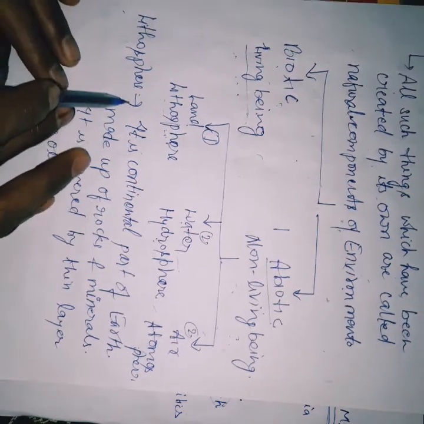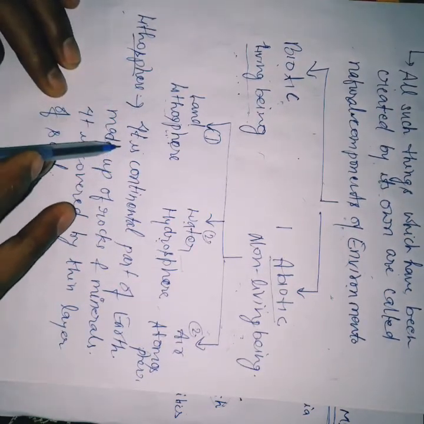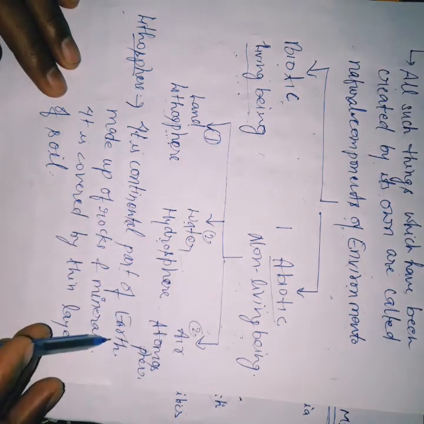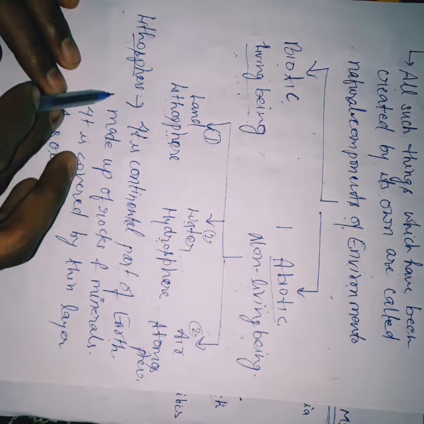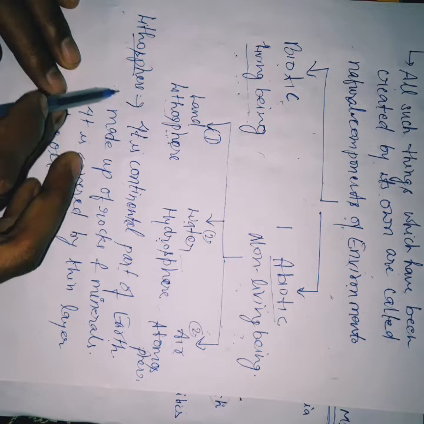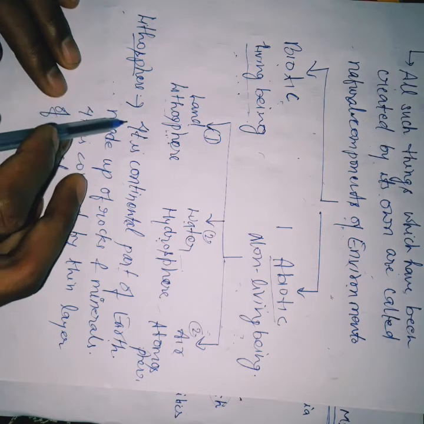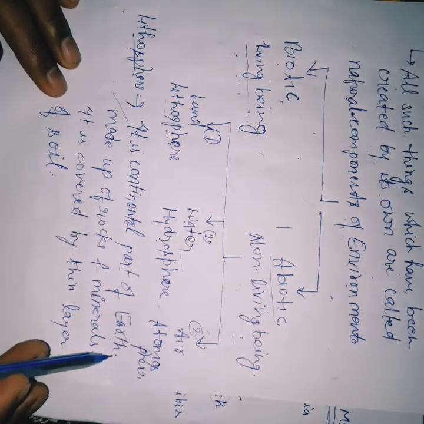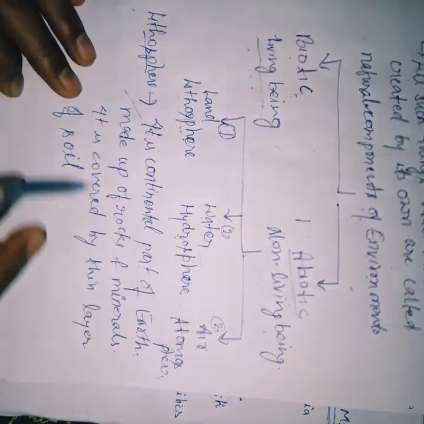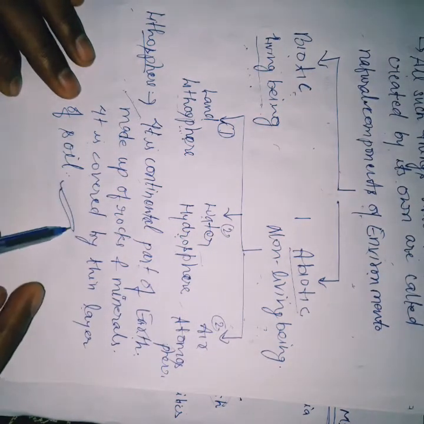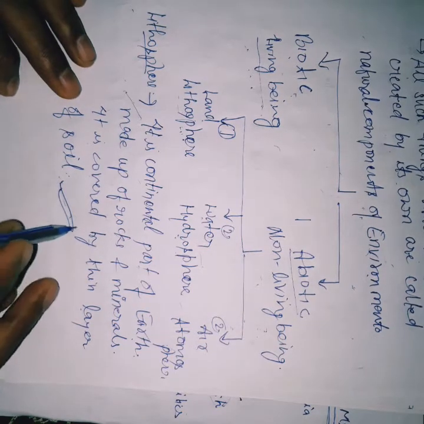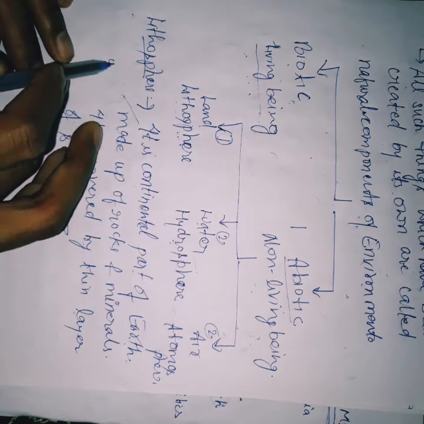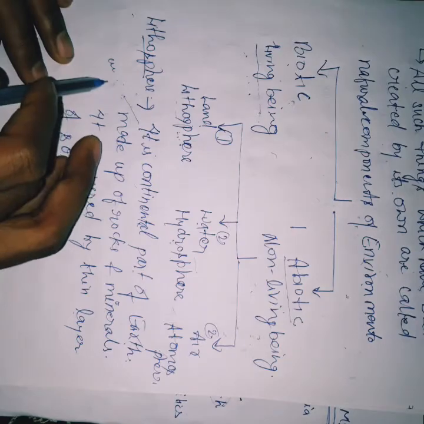Moving forward, lithosphere. It is the continental part of the earth, maybe in the form of plateaus, mountains, plainlands, or deserts. It is made up of rocks and minerals, and it is covered by a thin layer of soil. You can say it is the uppermost layer of the earth, that is the earth crust.